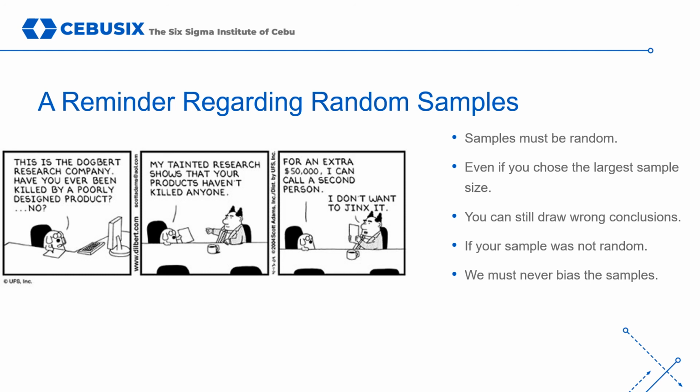Dogbert illustrates the exact opposite of what we want from a random sampling. Here, he is being paid to show that the product is safe and nothing else. So he called one person, who was obviously alive since they were able to answer the phone, and asked them if they have ever been killed by a poorly designed product. He clearly biased the sample because he was choosing the wrong method of data collection. In Six Sigma, we never want to be like Dogbert.